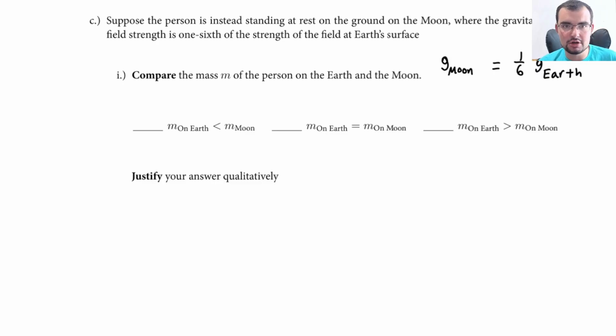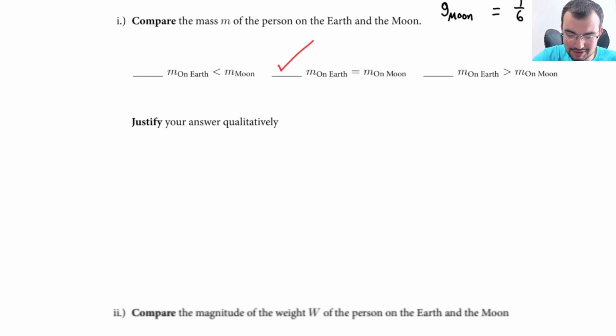So mass is inertia. It's how hard it is to accelerate you. Well, that's just based on the object itself. Doesn't matter where I am, it's still equally difficult to accelerate. So mass is just an inherent property of the object itself, and it doesn't matter what the gravitational field strength is. Inertia is inertia. Resistance is resistance.